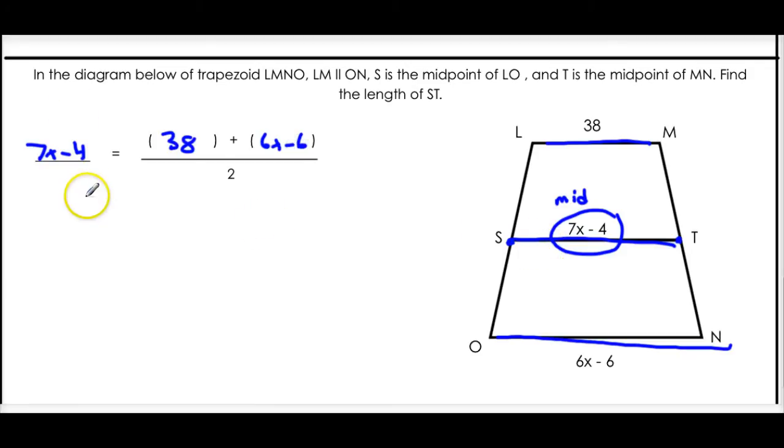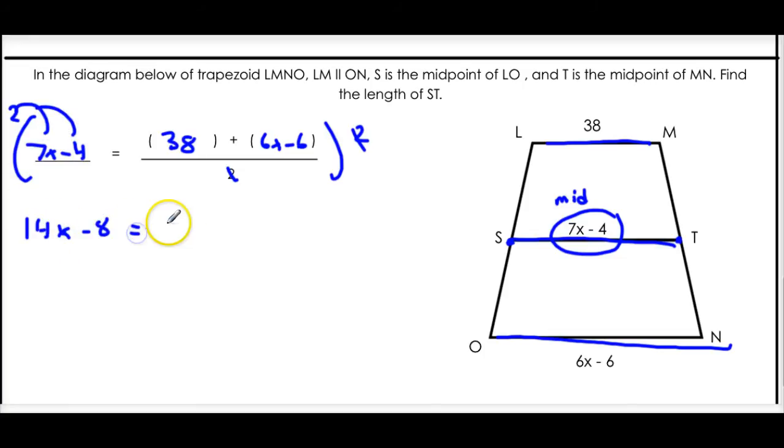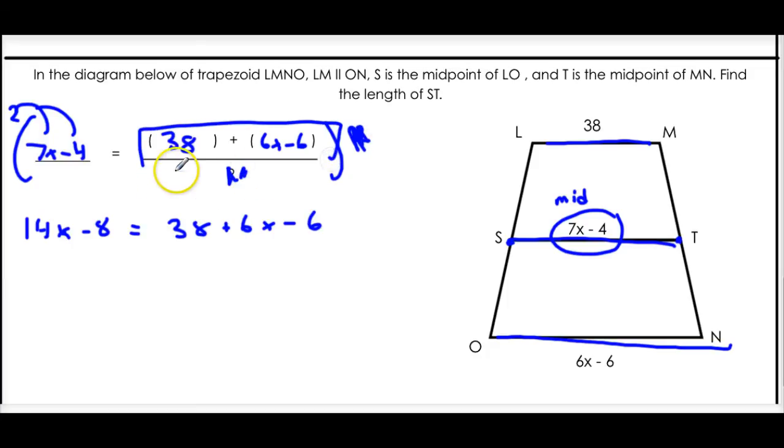To solve this, we just do the same thing as before. We're going to multiply both sides by 2. These cancel. We distribute out the 2 on this side. So we get 14x minus 8 is equal to 38 plus 6x minus 6. Now keep in mind, when I multiply both sides by 2, these 2's just cancel each other out. So I'm just left with what was over here. It just comes straight down.